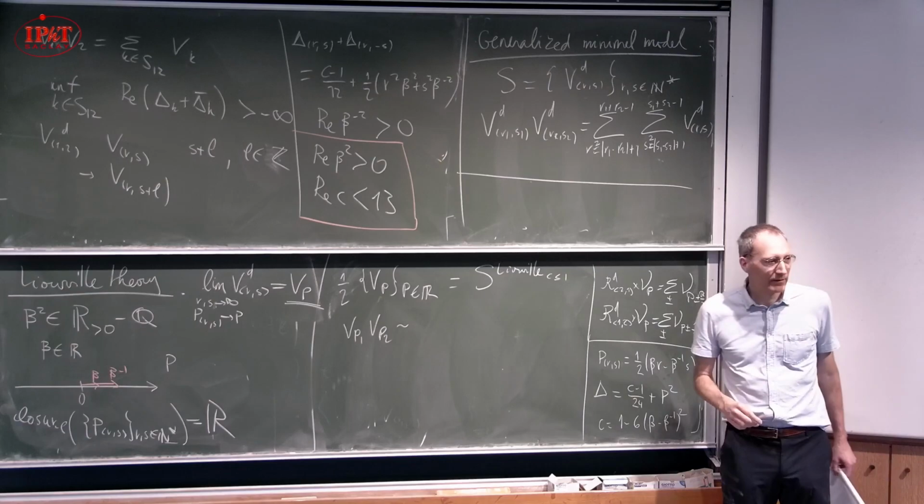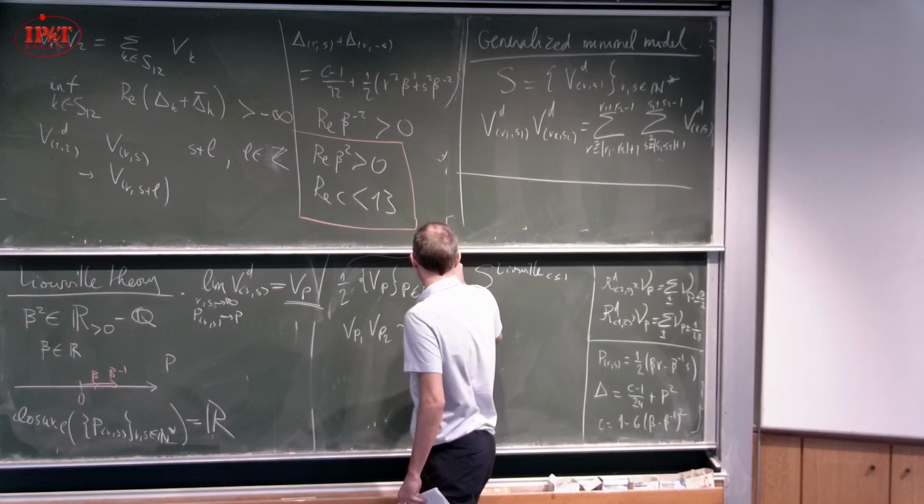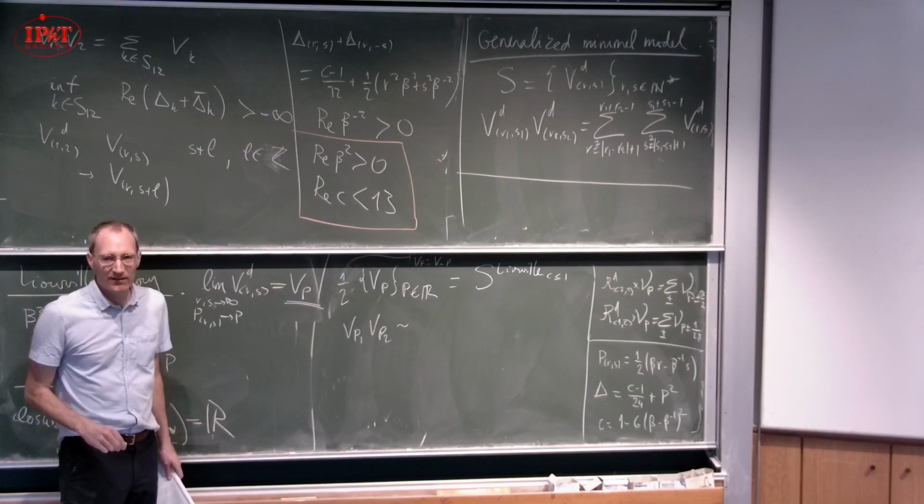Sorry, what is a 1/2 there? So 1/2 is because V_P is the same as V_minus P. So when I'm writing all real numbers, it's redundant. Okay.